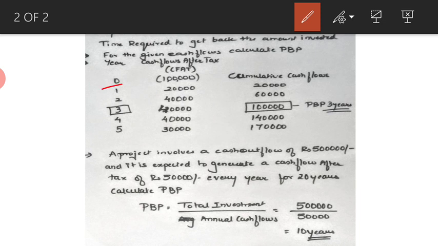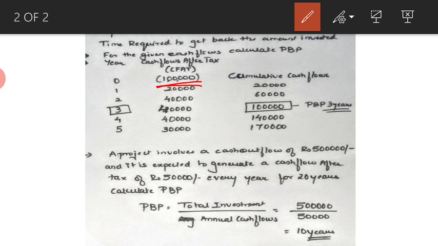Second thing is, what is this zero period? Always remember, in investment decisions the zero period represents the current period, that is the initial investment. So what is your initial investment? It is 10 lakh rupees. Now the question is, why is it given in brackets? Why is it negative? Because it is an outflow. Investment is an outflow, so it is given as negative.